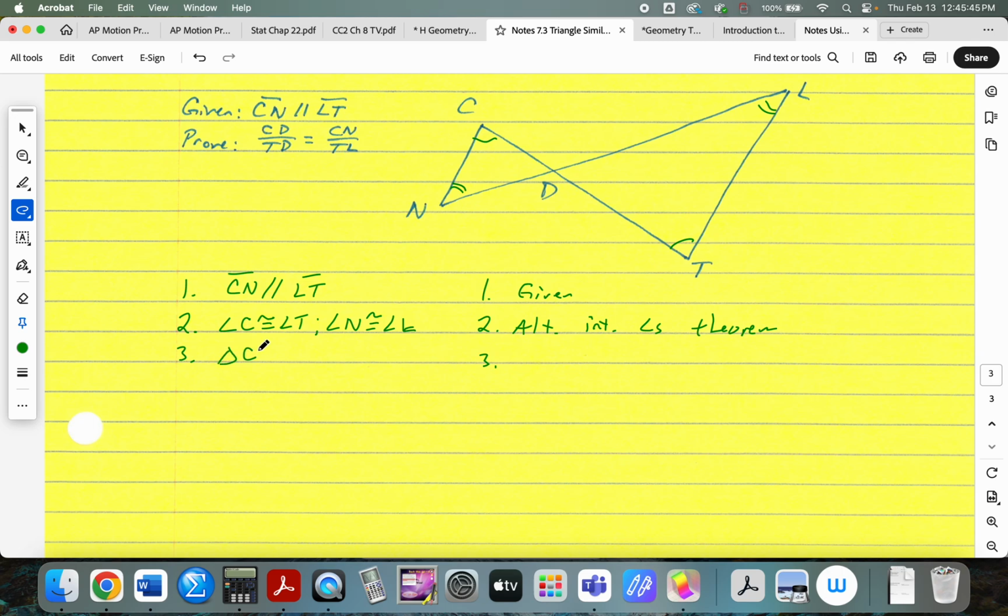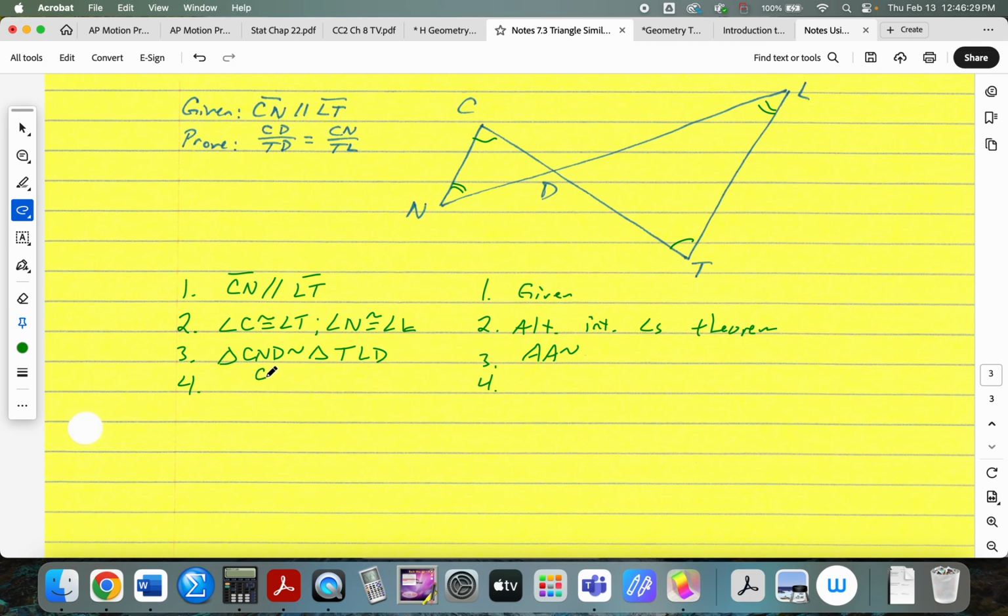Triangle CND is similar to triangle, make sure you match up the corresponding parts, TLD, by angle-angle similarity. And then they've written this proportion. CD to TD. Are CD and TD corresponding sides? Yeah. And CN and TL? Yep. So that's just the definition of similar polygons.